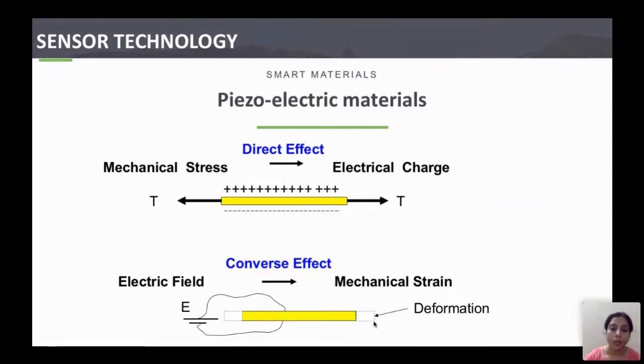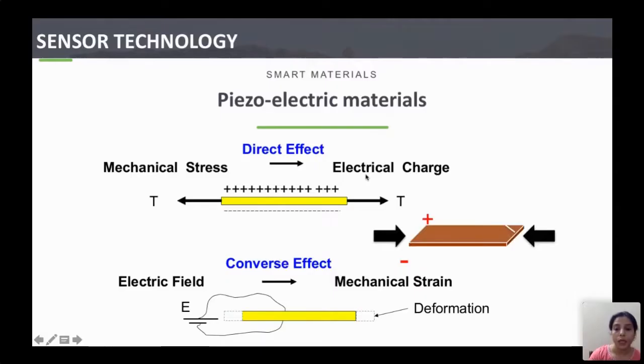First is piezoelectric materials. These are the materials which, when we apply mechanical stress on them, produce electrical charges. When you compress them, charge will be generated across these materials. And when you apply electrical charge across these materials, they will get deformed. You see, electrical charge is applied across these materials and they got elongated.